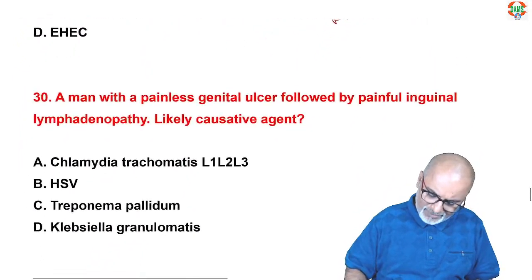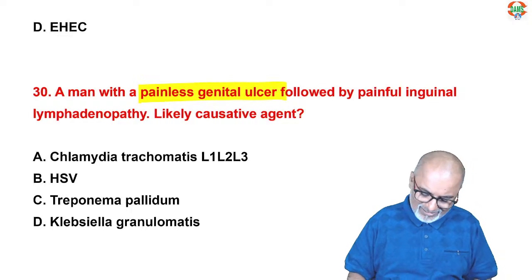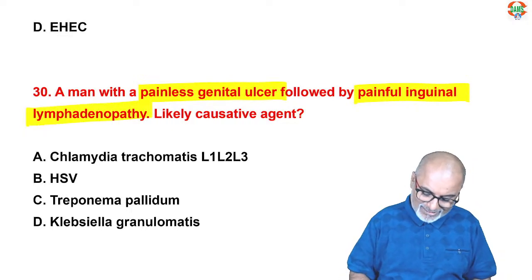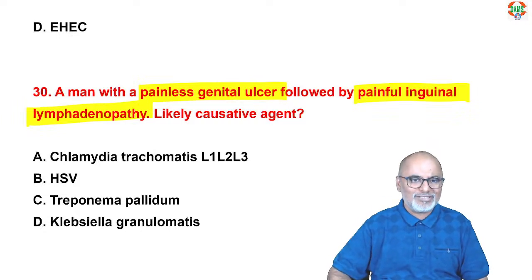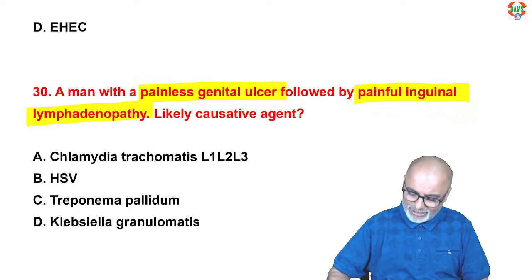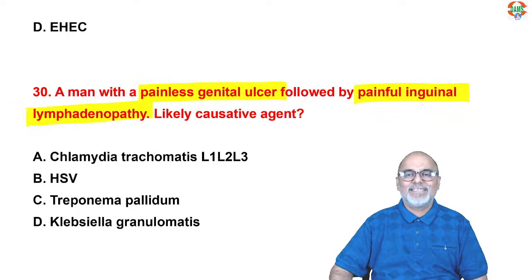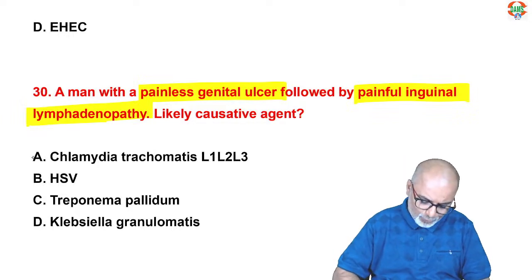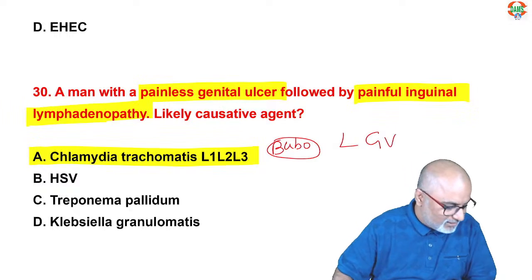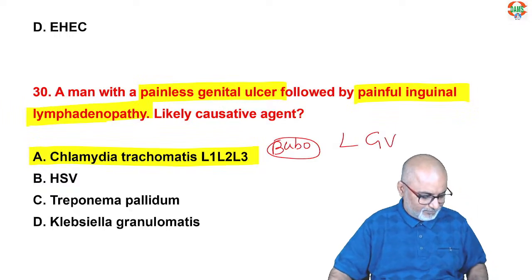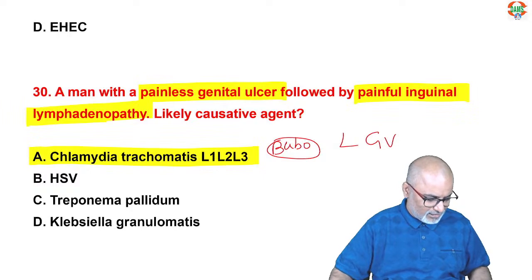Next, a man with painless genital ulcer followed by painful inguinal lymphadenopathy. That is the clue. Everybody immediately thought, painless means Treponema pallidum. Everybody will think the trap is there. The question is painful inguinal lymphadenopathy. Inguinal lymphadenopathy is the classical picture of bubo, Chlamydia trachomatis. It's called bubo. The condition is called lymphogranuloma venereum.